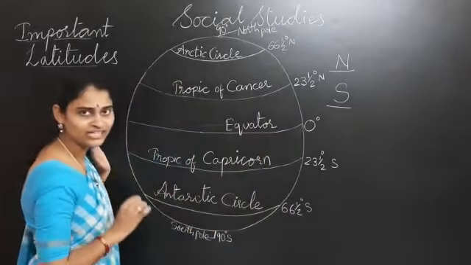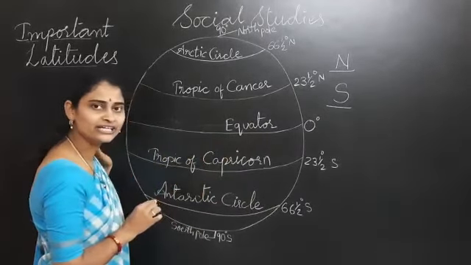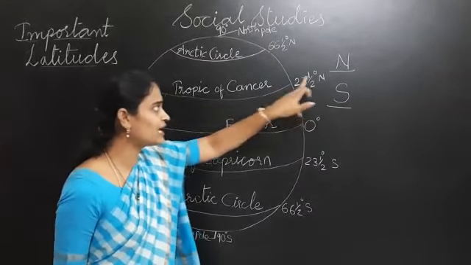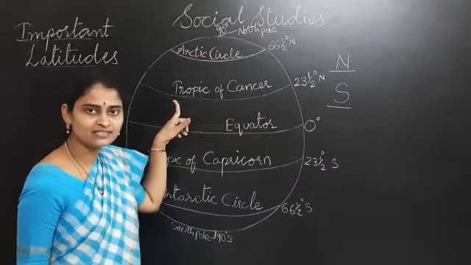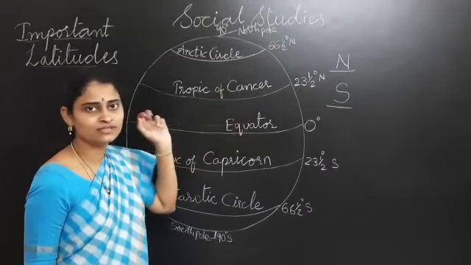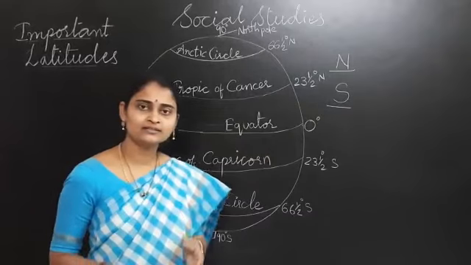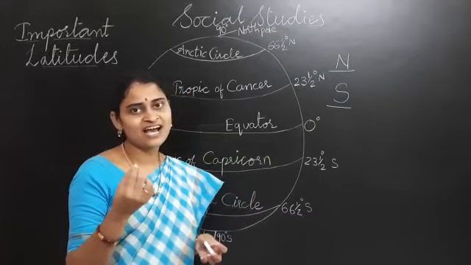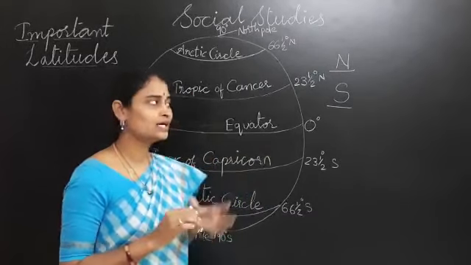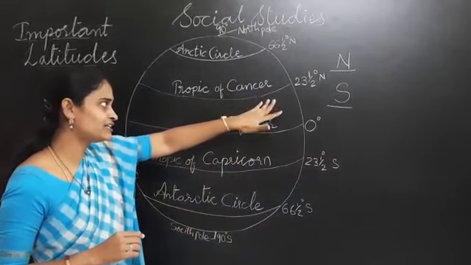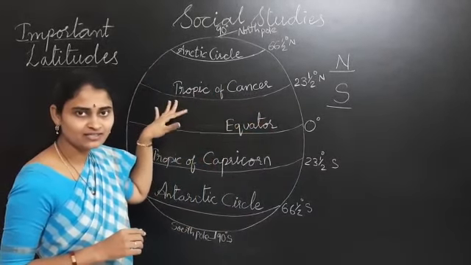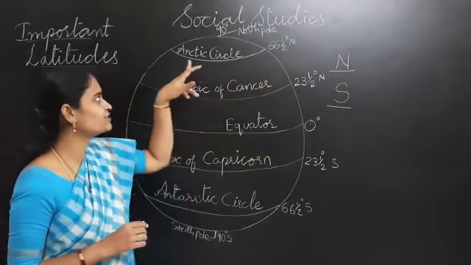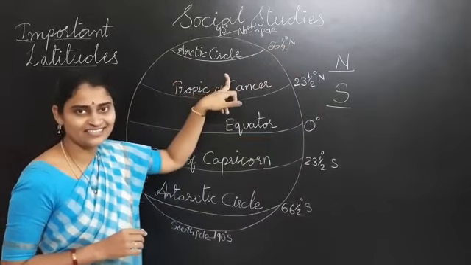Okay, coming to the important latitudes. This is known to you: 0 degree latitude is the equator. 23.5 degrees north latitude is named the Tropic of Cancer. Children, for the names of these places and latitudes, please start writing with capital letters. 23.5 degrees north latitude is the Tropic of Cancer. 66.5 degrees north latitude is the Arctic Circle.